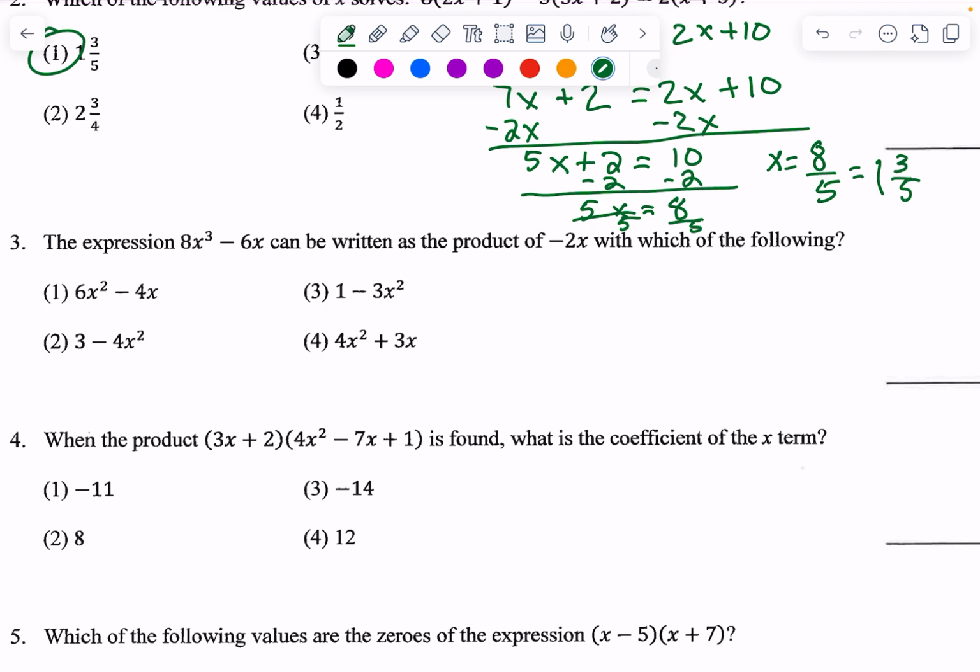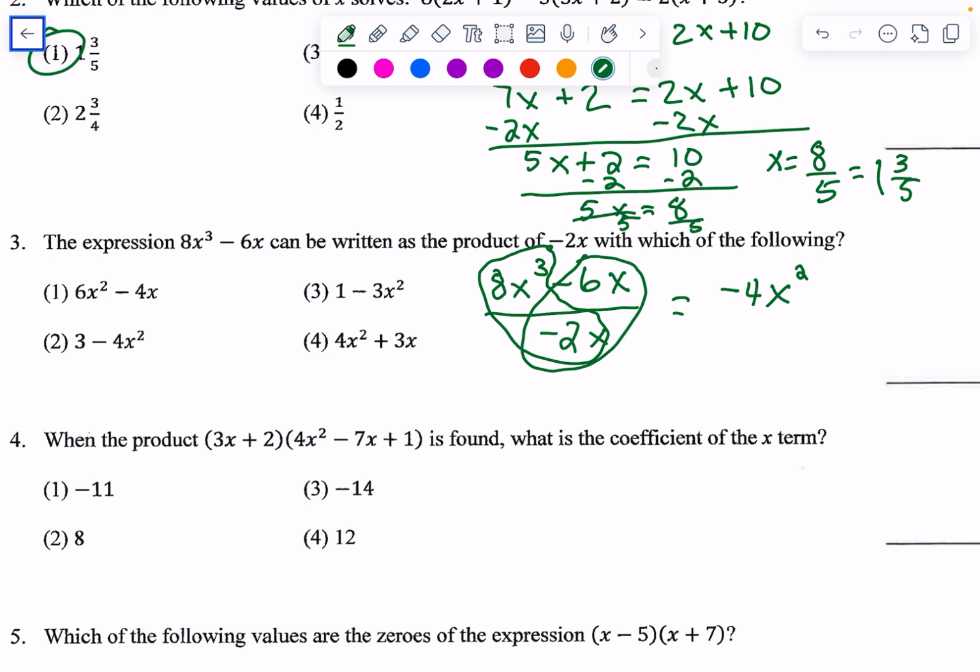So they want to know this expression, 8x cubed minus 6x, can be written as the product of negative 2x. So when you were little kids, to find the missing number, you would have those factor families, you would have to divide. So we're going to divide. And you can do distributive property over division, right? So you could divide that, which is negative 4x squared. And then negative 6x divided by negative 2 is plus 3.